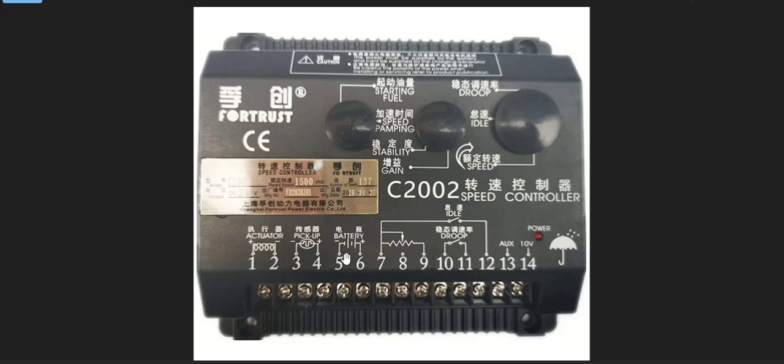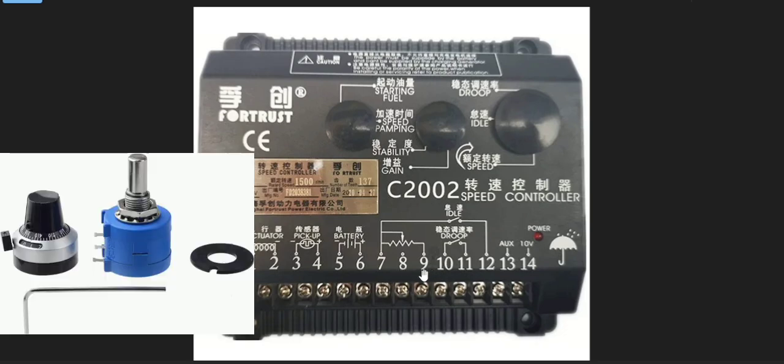Here we have pin number 5 and 6. This is the battery input, okay, the power supply for this controller. This controller needs a power supply from 12 volt to 24 volt. Understand? And here, as you can see, the power light. When this controller is powered up with the battery negative and positive, this light should be on.